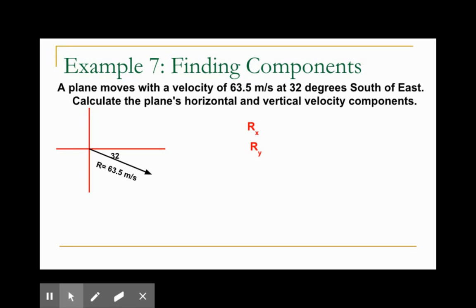Okay, so our diagram's going to look like so. We're asked to find the plane's horizontal and vertical velocity components. When we see the word components, we know we have to use the equations in terms of r sub x and r sub y.